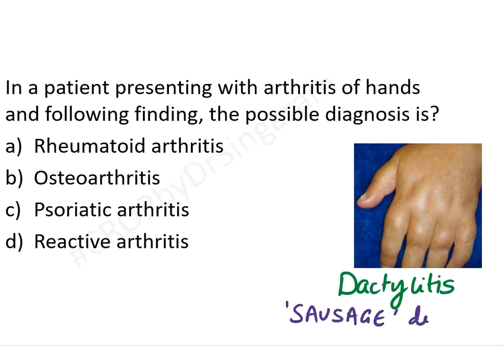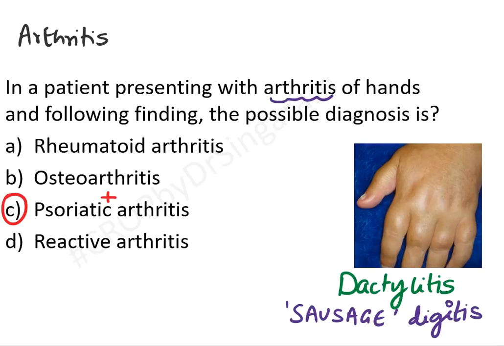Okay, right? And in a patient having arthritis as well as dactylitis and sausage digits, it is very classical of what? Yes, it is psoriatic arthritis. Very important. For a patient to be diagnosed with psoriatic arthritis, either he should have findings of psoriasis along with arthritis. That's why I am writing psoriasis plus arthritis, or the patient should have arthritis, and along with the arthritis he should have two of the following findings. Any two of the following findings.